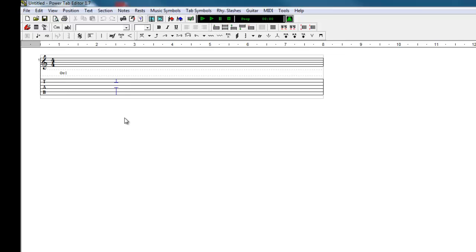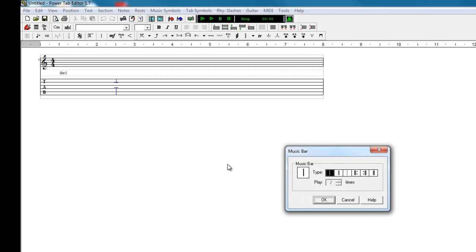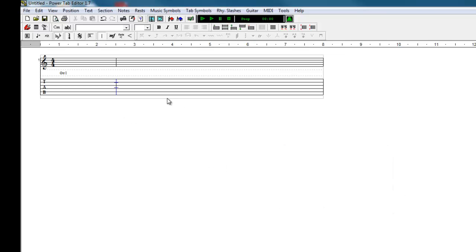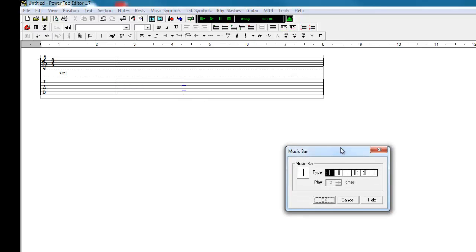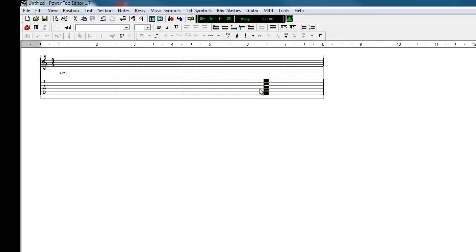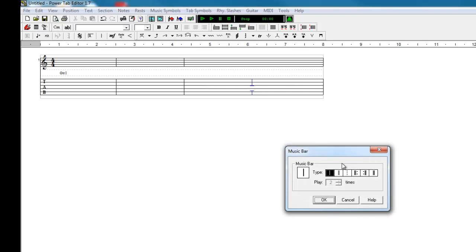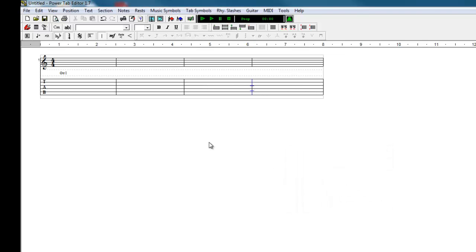We're going to add a measure right here. I've got my music bar, and we'll add one right here. And we'll add another one right here. These are called music bars. What I have done is basically broken it up into 4 segments here. And each of these segments is a measure.